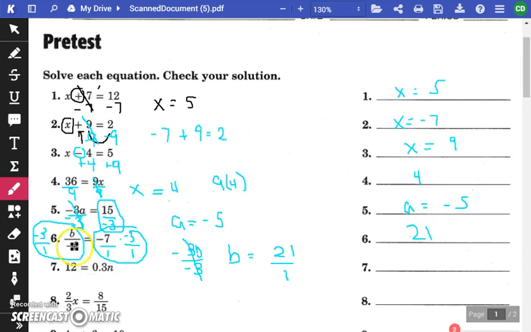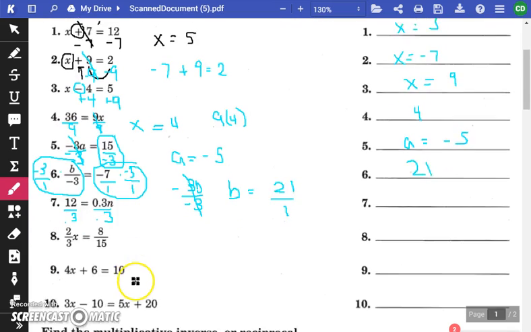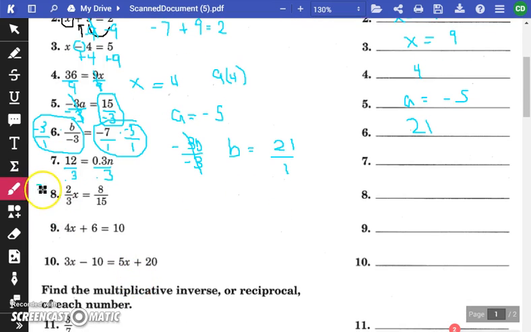One of the challenges there is getting that b by itself, and in this case, when it is a fraction, you need to multiply by its reciprocal, and that is -3 over 1. I'm going to just show you how to solve for n. In this case, you would divide both sides by -3. Problem number 8, once again, you would multiply both sides by 3 over 2 to get x by itself.